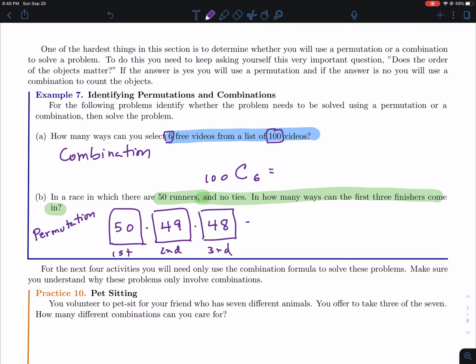Or if we were doing this using the P formula, we'd have 50 as our total, and since we were choosing 3 winners, we would do 50P3. Again, I'll let you either practice that on the calculator or just multiply 50 times 49 times 48 to see what the answer is.